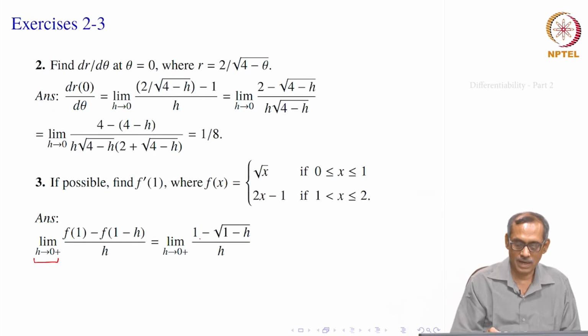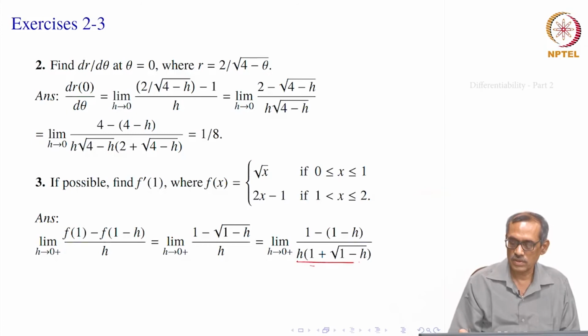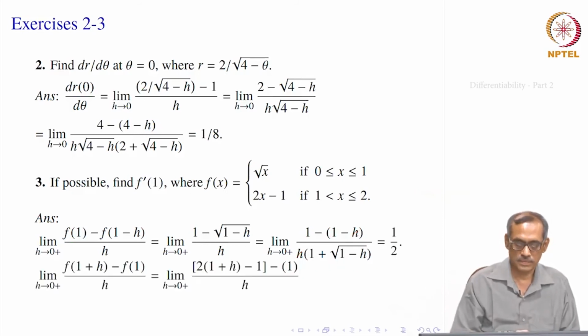So, f of 1 minus f of 1 minus h divided by h as h goes to 0 plus. That gives 1 minus square root of 1 minus h by h as h goes to 0 plus. So, that again we have to multiply 1 plus square root of 1 minus h on the numerator and denominator. Numerator becomes 1 minus h, so 1 cancels, then plus h. So, h cancels and h goes to 0. So, it gives 1 plus root h, so that gives you 1 by 2.